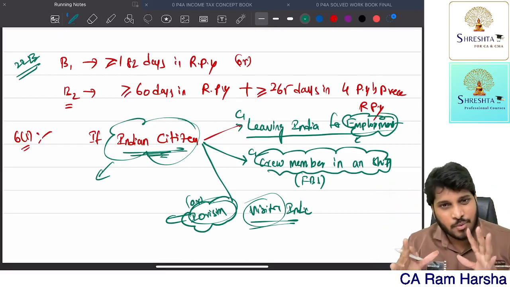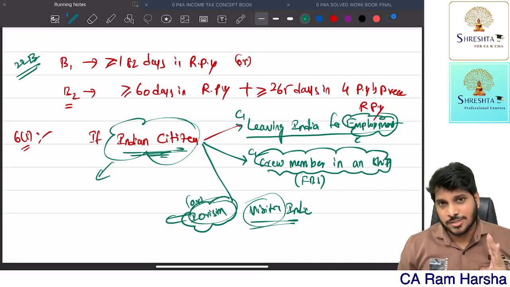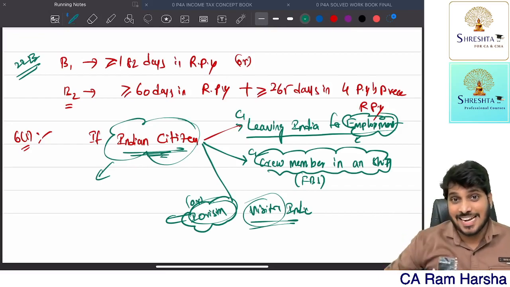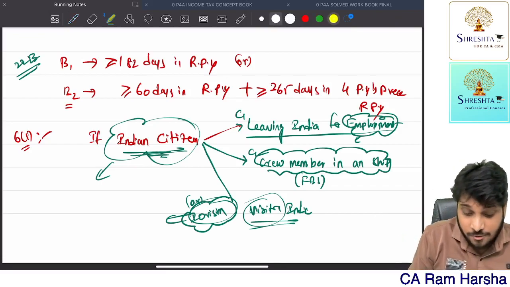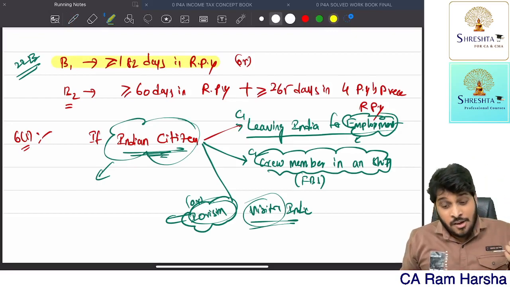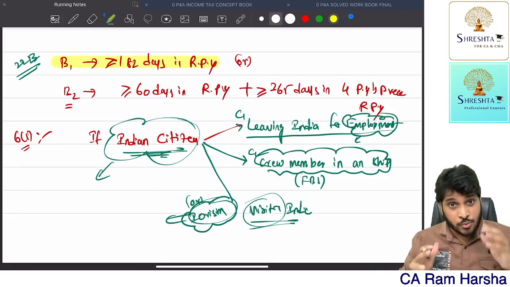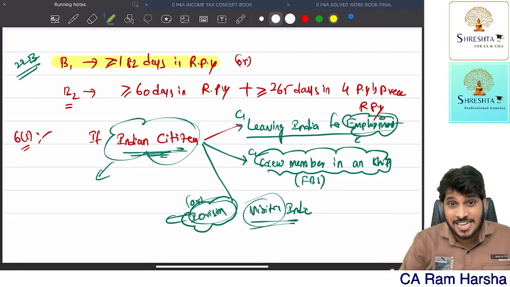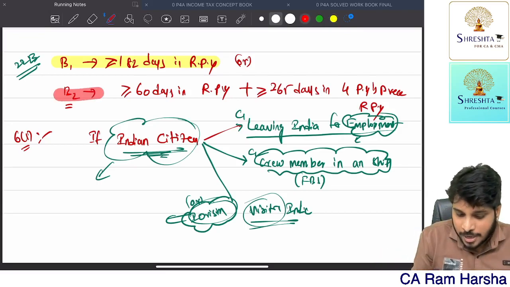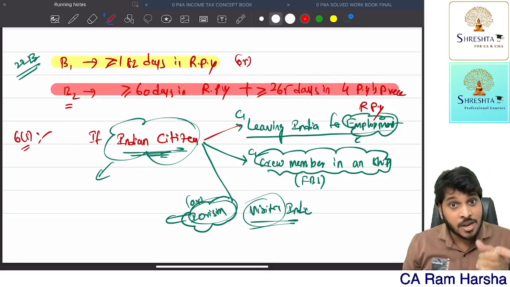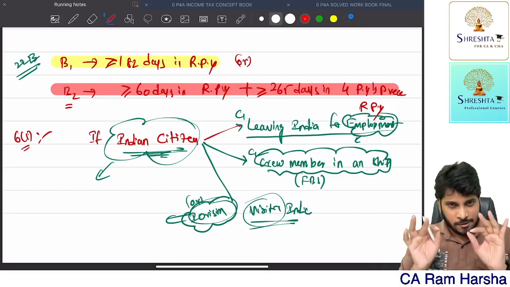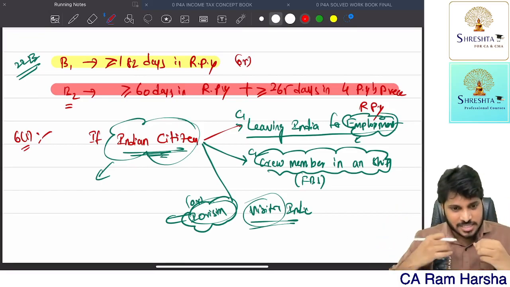So what is this case number 1, 2, 3? In these 3 cases, to determine their residential status, we only check basic condition 1. So what do you mean by that? For these 3 cases of individuals who are Indian citizens or Indian origin, getting it? For these 3 cases, we do not apply basic condition 2. Remember, we do not apply basic condition 2. So let me once again repeat.